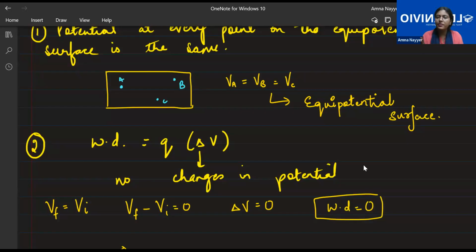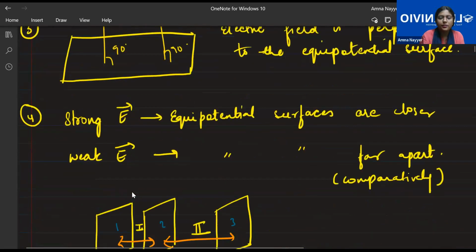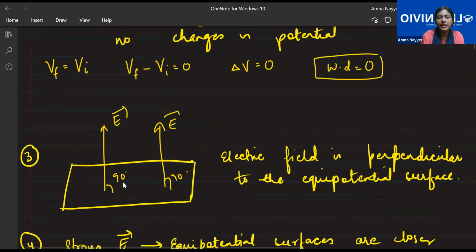First property is about the definition. Second property is that when there won't be any change in the potential, how will you get the value of work done? And this second point is much more important than any other point. Okay, third, fourth, let me discuss. Then I'll tell you how to draw the equipotential surface.